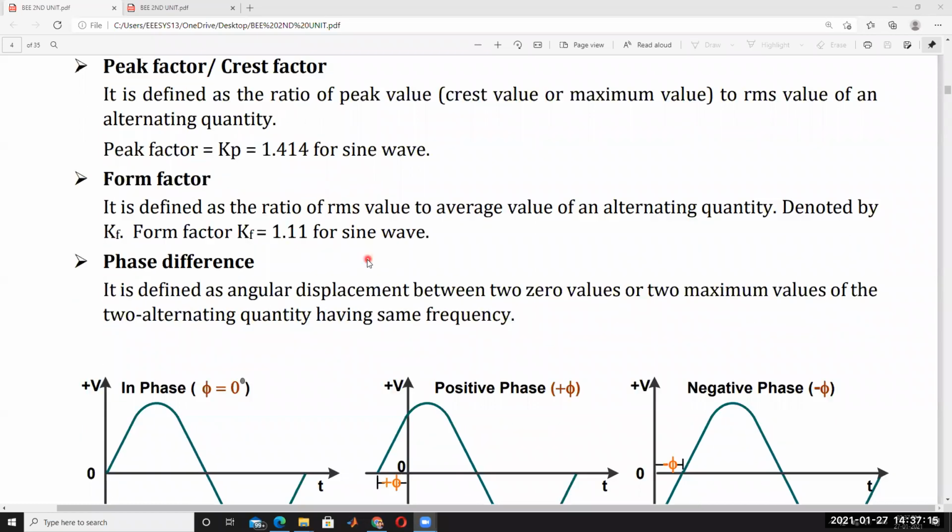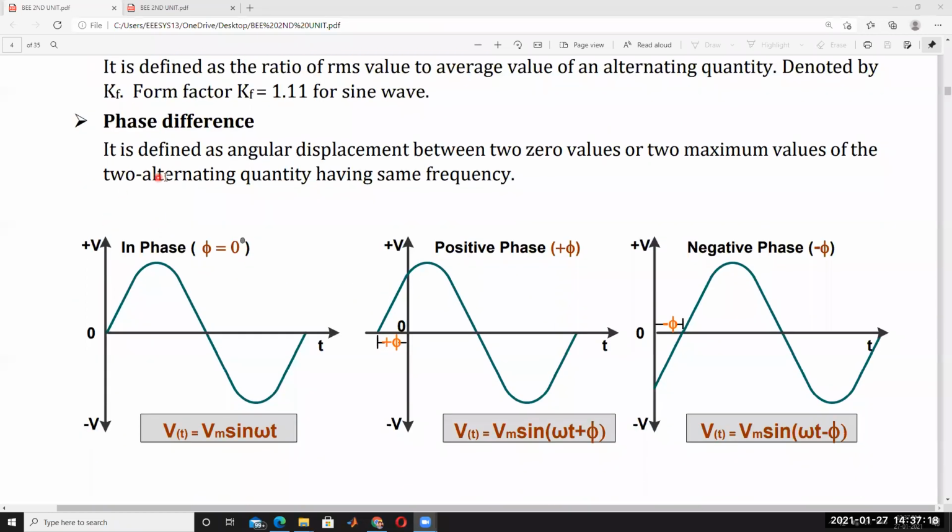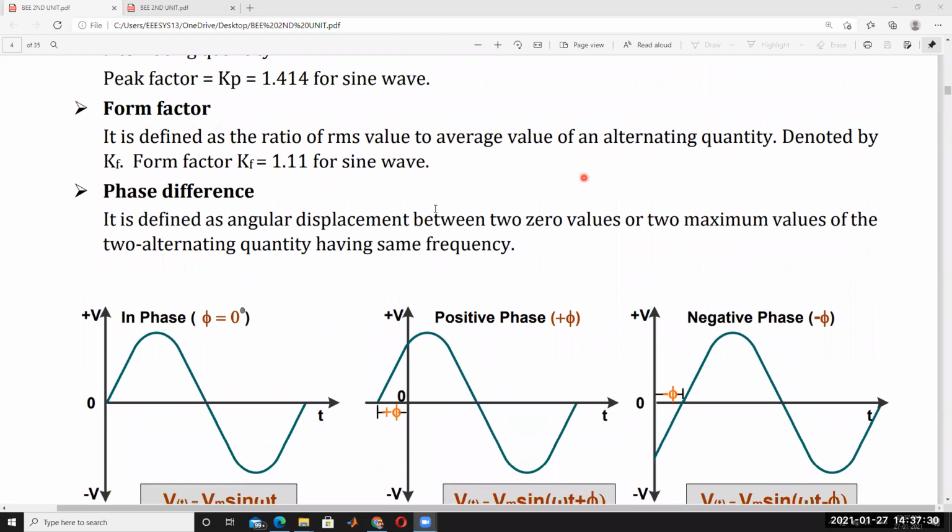Then phase difference. It is defined as the angular displacement between the two zero values or two maximum values of two alternating quantities having the same frequency. It's called phase difference. Understood?